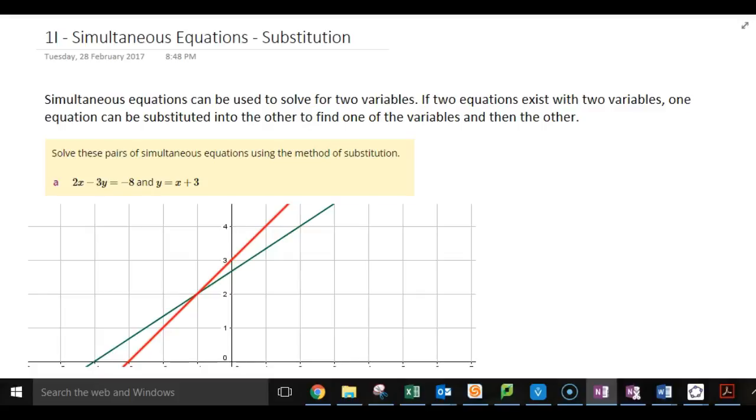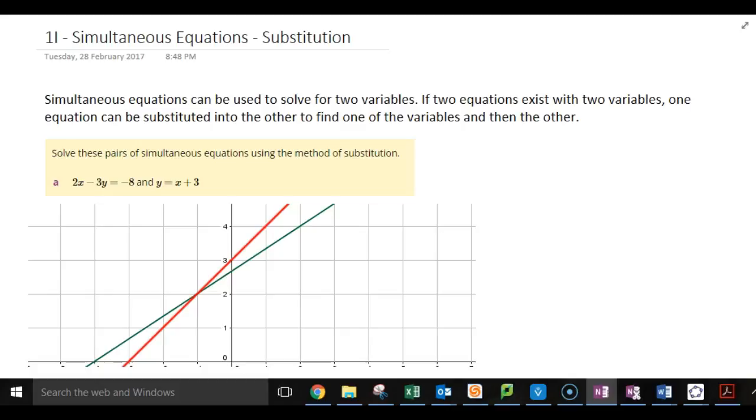Hi everyone, today I'm going to cover the simultaneous equations substitution method. Just a bit of a definition here. Simultaneous equations can be used to solve for two variables. If two equations exist with two variables in the same context, one equation can be substituted into the other to find one of the variables and then the other.